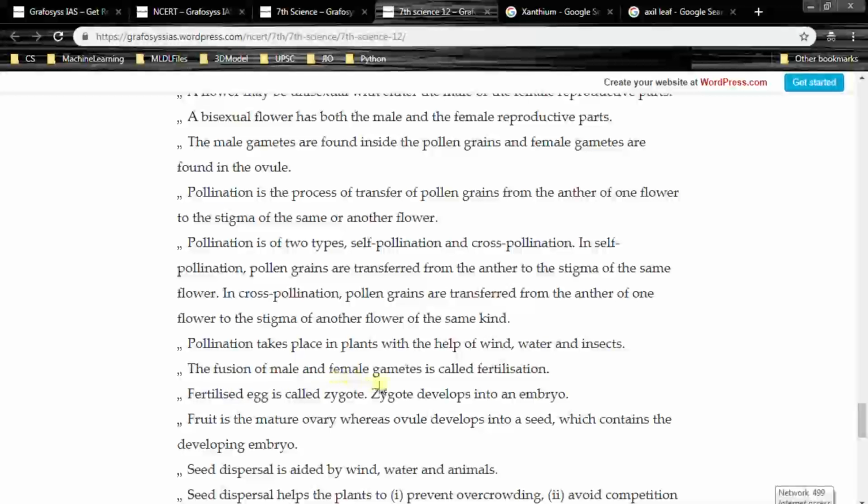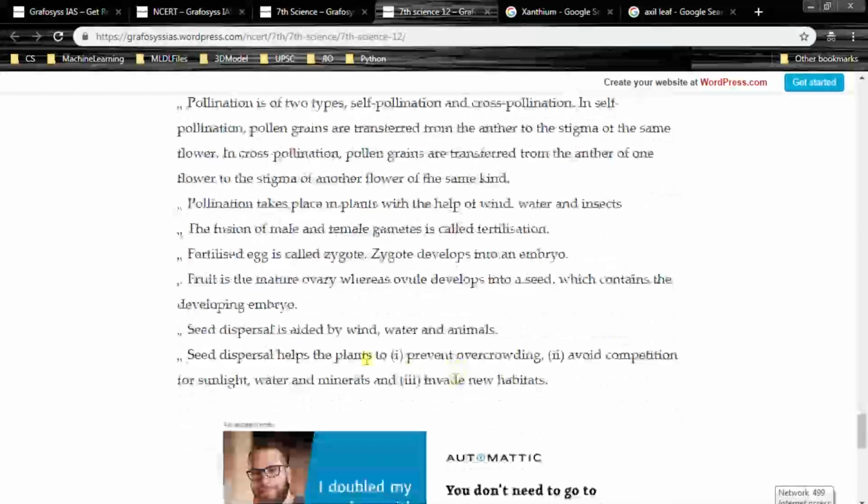The fusion of male and female gametes is called fertilization. Fertilized egg is called zygote. Zygote develops into an embryo. Fruit is the mature ovary, whereas ovule develops into a seed, which contains the developing embryo. Seed dispersal is aided by wind, water and animals. Seed dispersal helps the plants to prevent overcrowding, avoid competition for sunlight, water and minerals, and invade new habitats. So this is the end of the chapter.